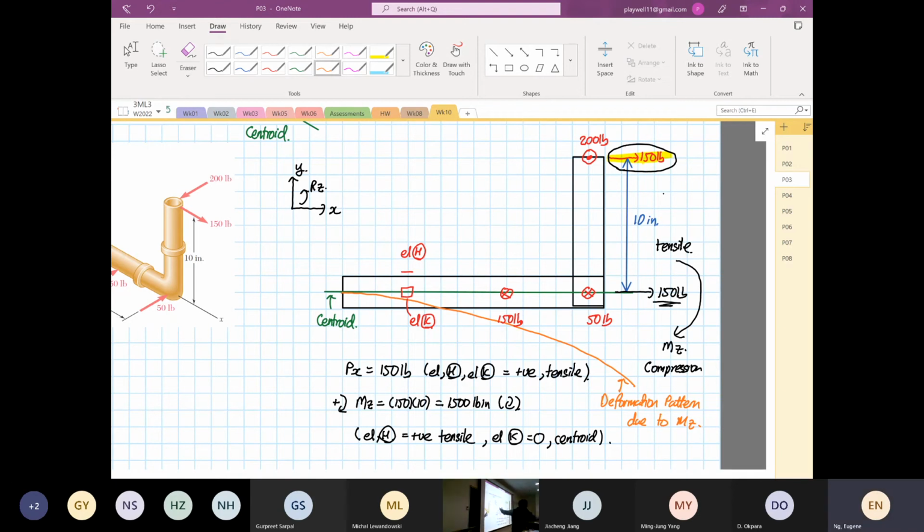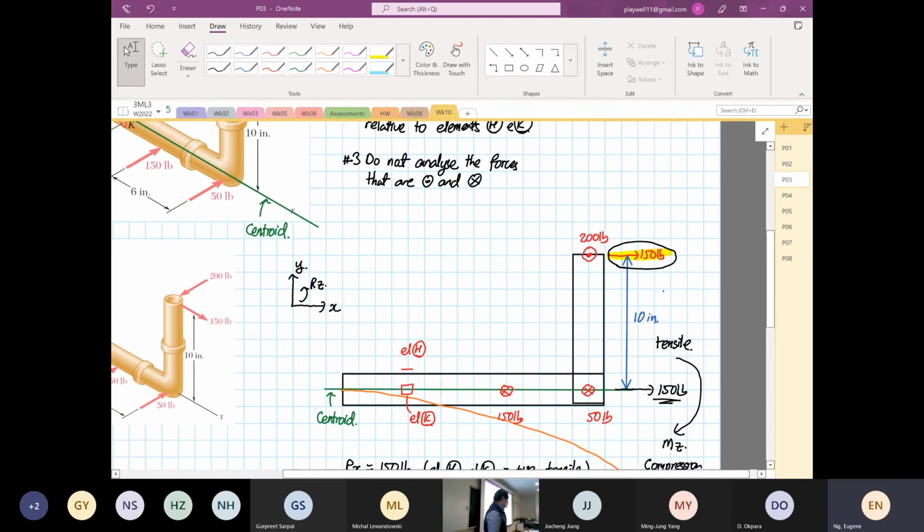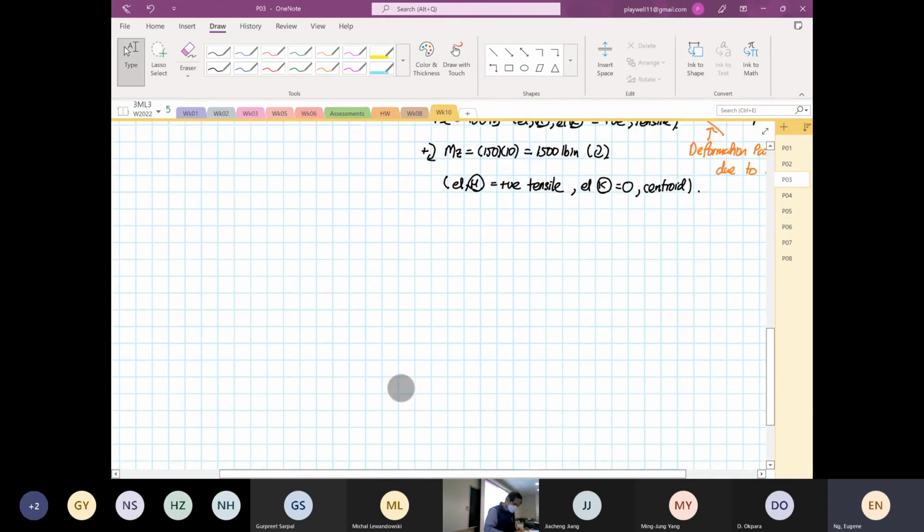All right, from here, can you do anything else? Nothing. Right? Why? Because the rule says do not analyze the dots and the what? And the cross. So if there's nothing more to analyze, move to the next view. Okay, so we're going to do another view.